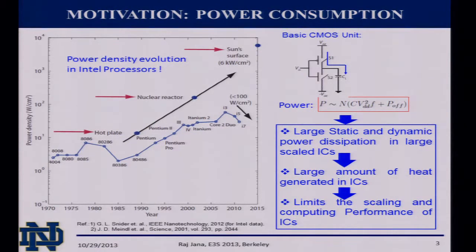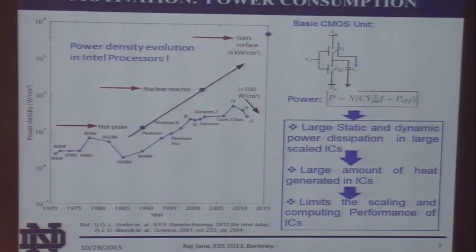So the motivation is the power consumption in electronic devices. This is the power density evolution in Intel processors. According to Moore's law, with scaling, power consumption increases exponentially. It just goes like that. The power density approaches that of the sun's surface, six kilowatt per square centimeter, which is of course beyond the cooling limit. That motivates us to explore new device structures for getting low power devices.